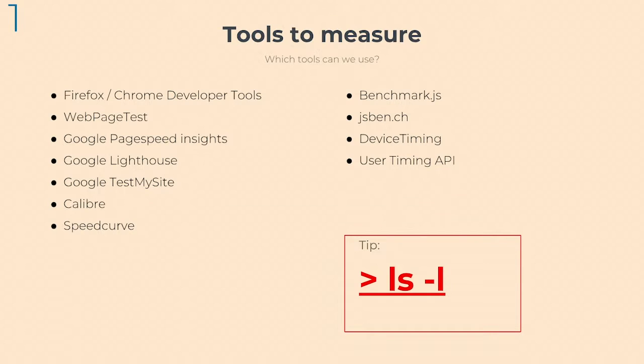So we can see here we have the Chrome developer tools. I guess everybody here is using that. That's quite standard. Then we have WebPageTest, PageSpeed Insights, and Google Lighthouse, which is one of my favorites. We also have Google Test My Site and some extra tools like Calibre, SpeedCurve, Benchmark.js. There's also, interesting enough, a Swiss solution called JSBin. Maybe some of you are using that, not sure.